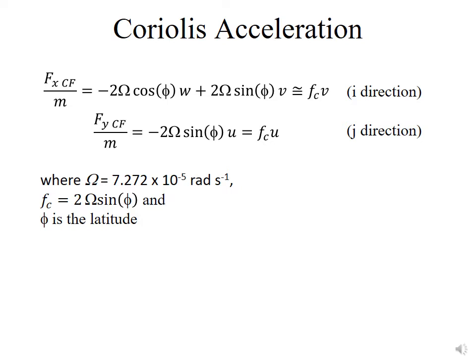So it's a function of latitude. And then for the north-south direction, the north-south acceleration due to the Coriolis is going to be equal to minus 2 omega sine phi u, which is equal to minus the Coriolis parameter times u.